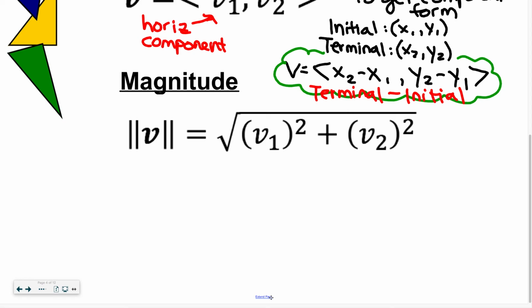Okay, magnitude. Remember, if you need to rewrite like distance or length, make sure you know what is being asked of you when you're calculating the magnitude of a vector. The magnitude of the vector, we can simply say, as a formula, is just the Pythagorean theorem. So v sub 1 squared plus v sub 2 squared.